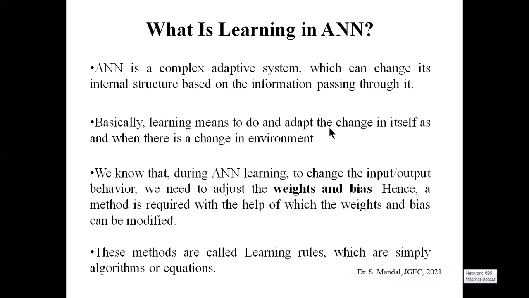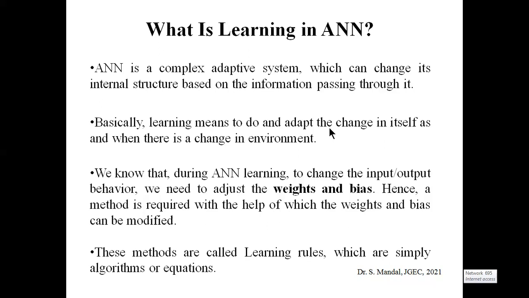Okay, so we need a method so that the weight and bias can be modified, and that is nothing but the learning. Okay, so these methods are called the learning rules, and rules are nothing but simply some kind of algorithms or some equation. Okay, so what do we want to say? That NN is a very complex adaptive system. Okay, so based on the internal structure, respective output can be changed.